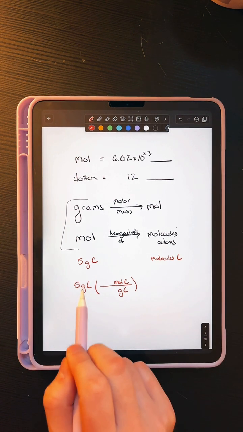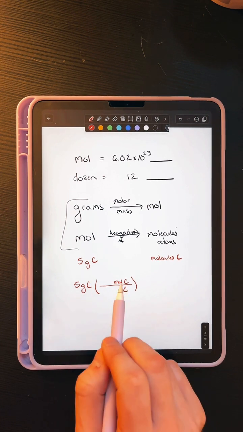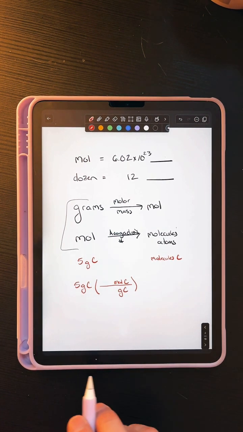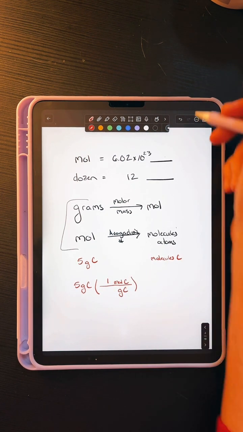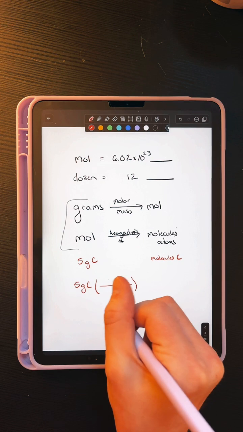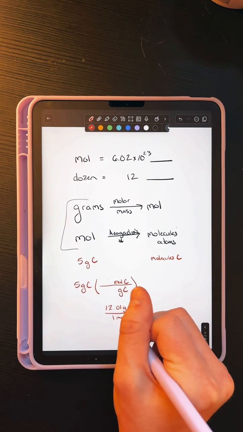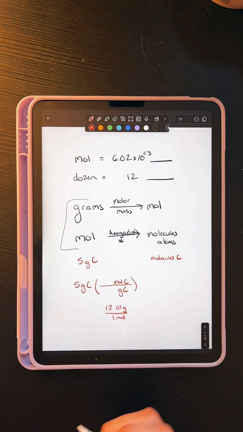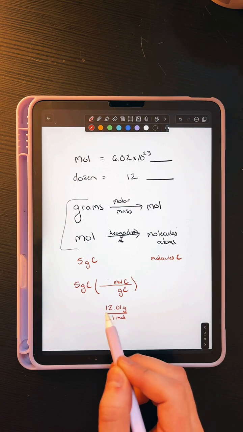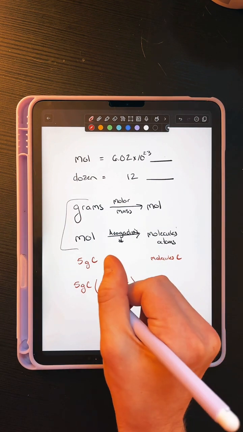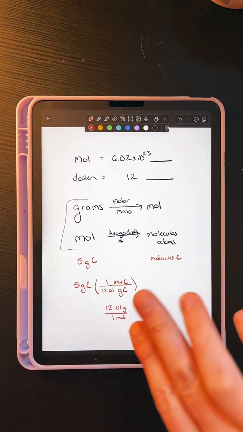But what we want to do is we want to go from grams into moles. So we're canceling out grams and we're going into moles. So this allows us to go, well, let me actually write it like this. We know that the molar mass of carbon is 12.01 grams for every 1 mole. This allows us to take that number with grams and put it with our grams. That's 12.01 grams for every 1 mole. So it's like the inverse here.